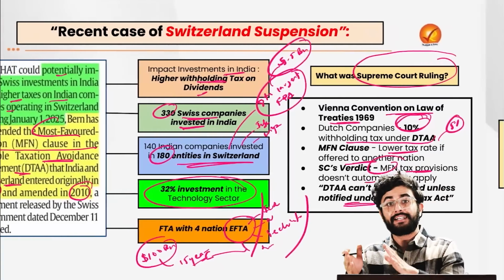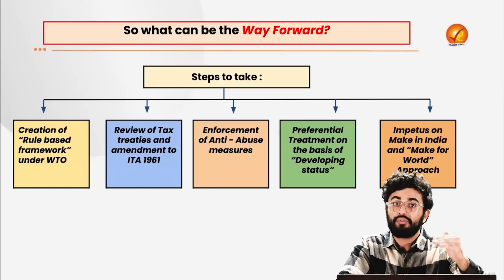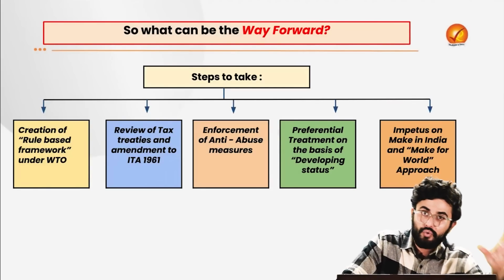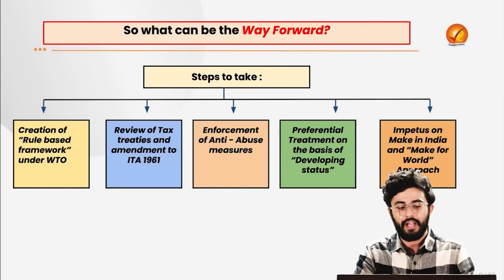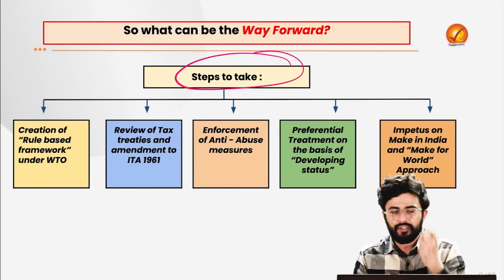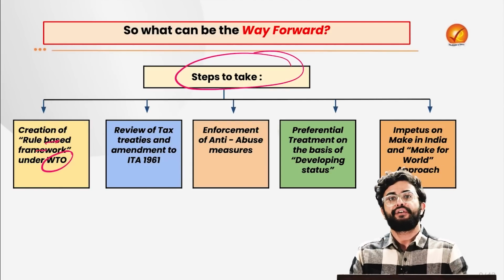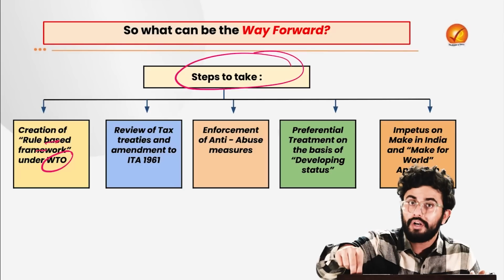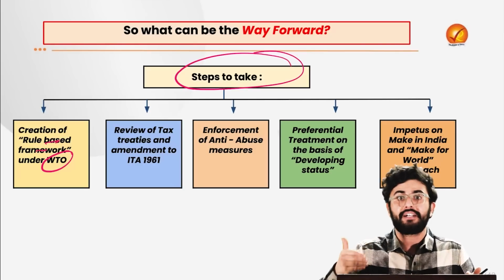Now just try to connect it with the last discussion which we were having in the Analyst, where we were talking about how the foreign direct investment in our country is reducing in recent years, and that is going to hamper our forex reserves and create a kind of balance of payment problem. Now, what are the steps which we shall take? First is obviously to create a rule-based framework under the World Trade Organization, where there shall be a specific clause on how this MFN clause shall work, and the exemptions which are being provided shall be listed down.